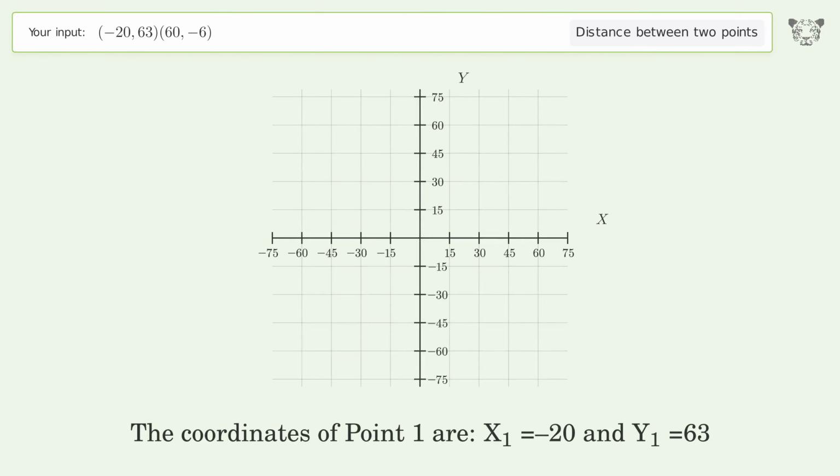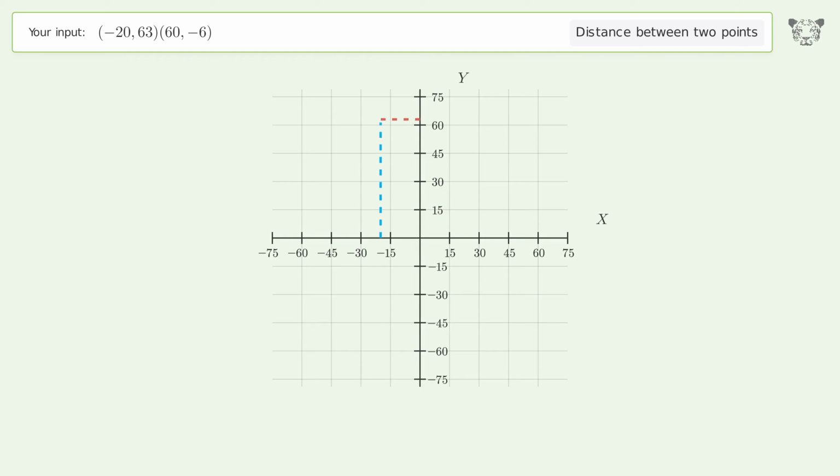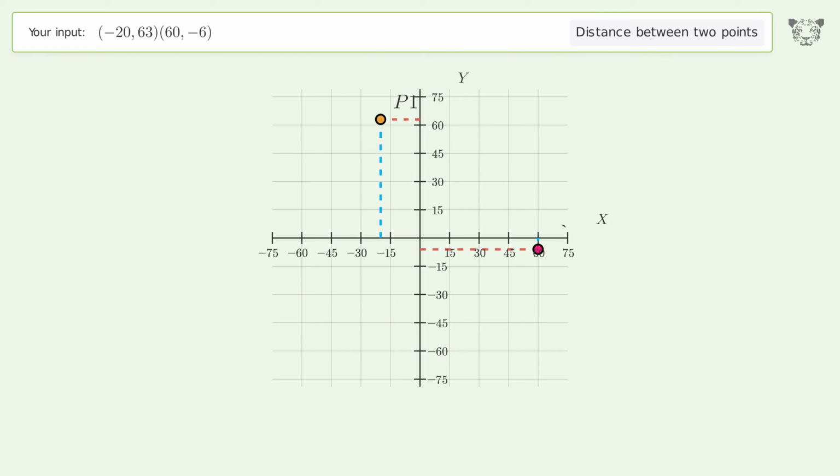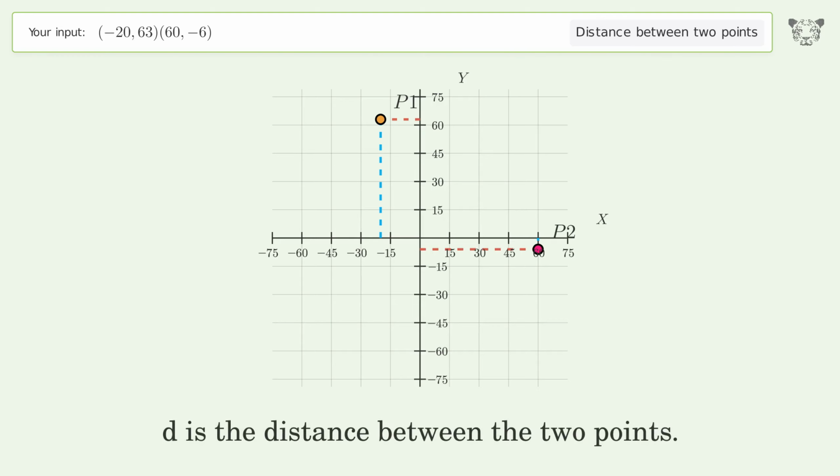The coordinates of point 1 are, x1 equals -20 and y1 equals 63. The coordinates of point 2 are, x2 equals 60 and y2 equals -6. D is the distance between the 2 points.